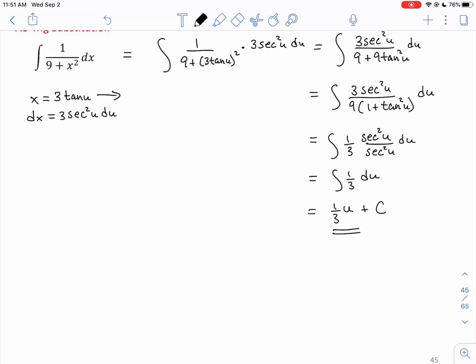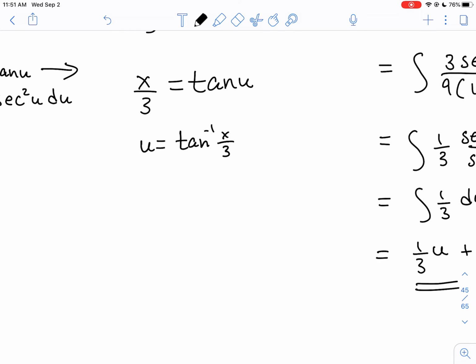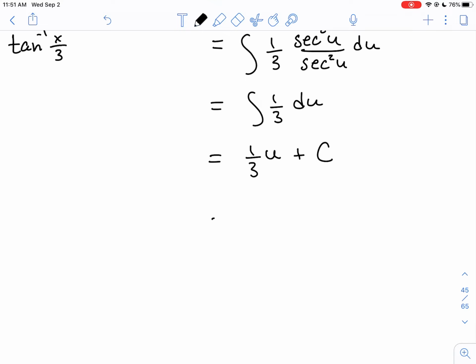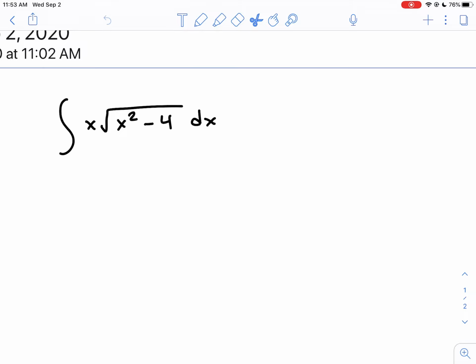I'm just going to take that expression and solve it for u. Divide x by 3, and then to get u isolated, we need an arctangent. So u will be the arctangent of x thirds. So over here, we just got to change this u to that expression, and we're done with this one. And there it is.